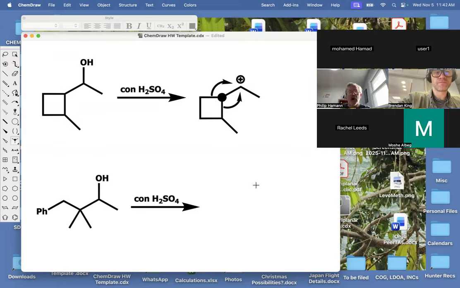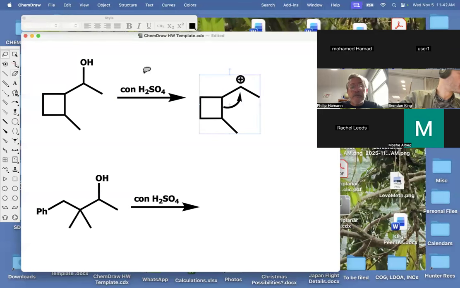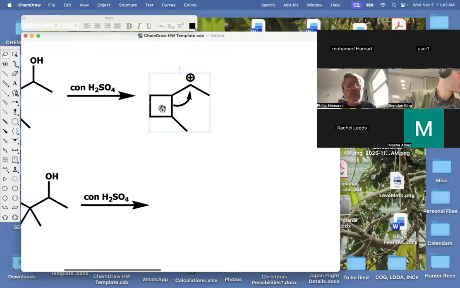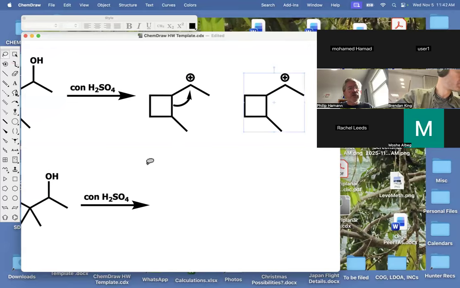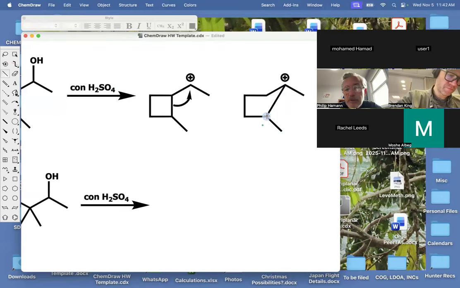Okay, this is going to give two products. I'm only going to do the one. So remember that's where the positive charge is going to be, because that's where the electrons are shifting from. And so the shift is going to erase that, because this carbon down here is the one that's shifting over. The positive charge goes back here, right?